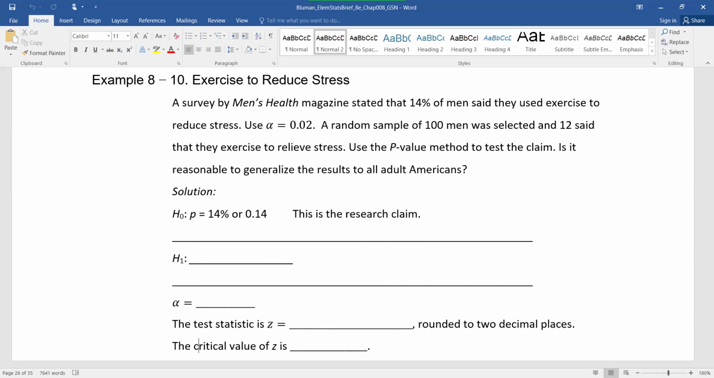It depends on where they're testing too, like at the fitness center or something like that. Was that a convenience sample? Boy, I guess we'll have to assume this is random. Anyway, we're going to use the p-value method to test the claim. Is it reasonable to generalize the results to all adult Americans? Do these 100 men basically tell us everything about men in the country?